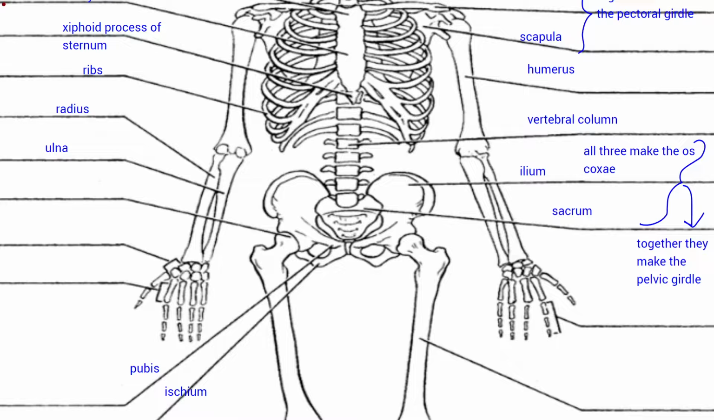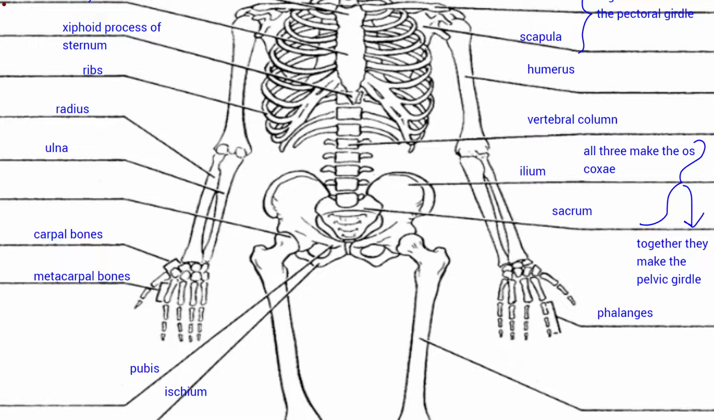These are carpals. And then the fingers are over here, but the bones in the palm of the hand, those are called metacarpals. And then the fingers are called phalanges. Okay.